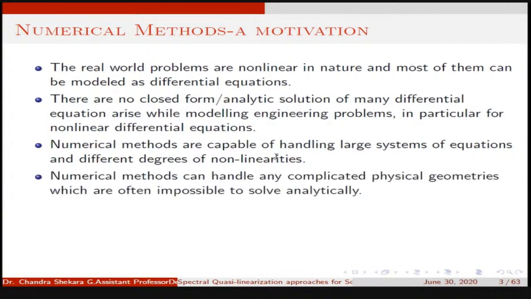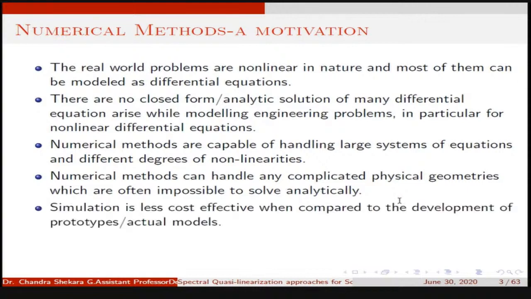The other reason why we require numerical methods is whenever we have complicated or irregular geometries and the differential equation associated with those irregular geometries, it is impossible to solve those differential equations analytically. So in this case, numerical methods play a very important role, to take care of the irregular or complicated geometries. This is also a main reason why one has to learn numerical methods.